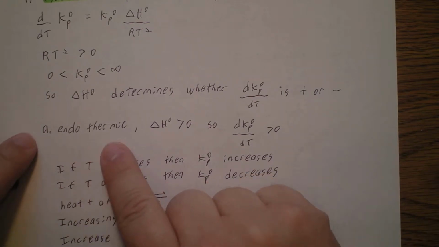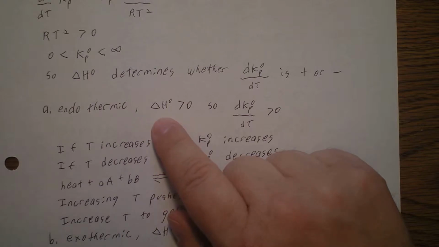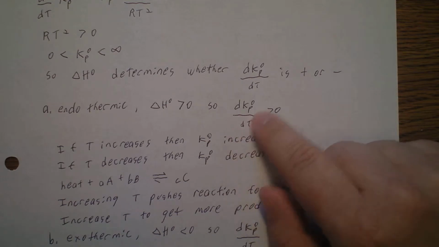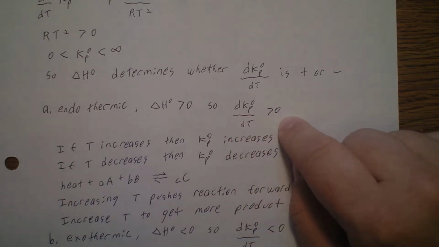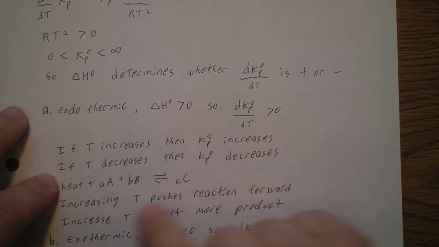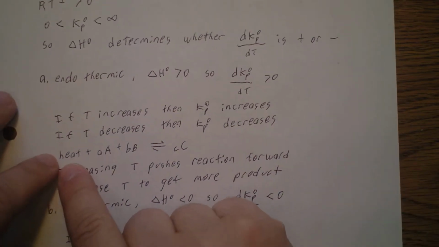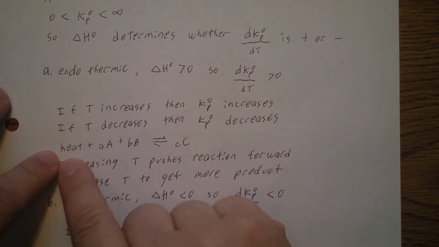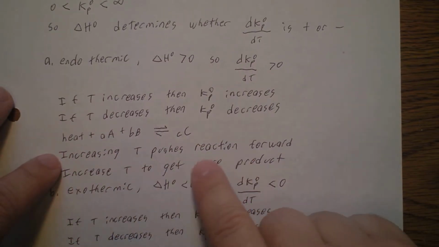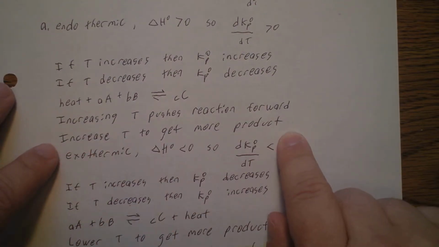So, case 1, what if it's endothermic? If it's endothermic, that means the enthalpy at standard state is greater than 0. So the derivative of Kp naught with respect to temperature is also going to be greater than 0. What that means is that if temperature increases, then Kp naught increases. If temperature decreases, then Kp naught decreases. So if it's endothermic, you're adding heat plus the reactants to get product. So increasing the temperature pushes the reaction forward, to get more product.